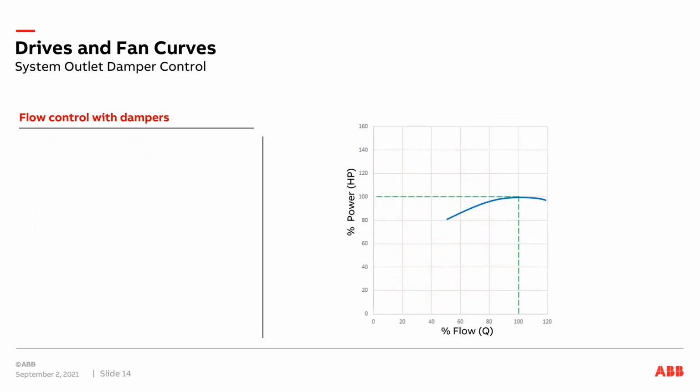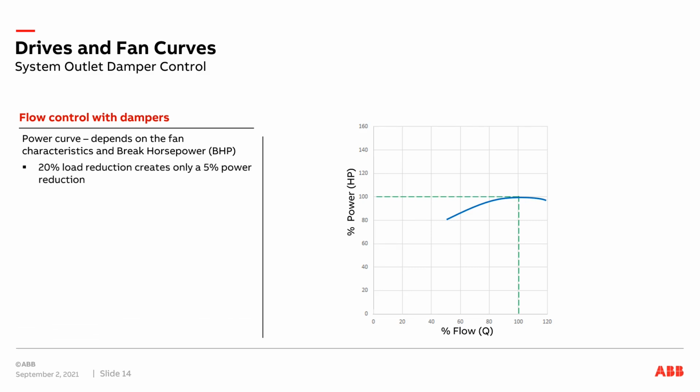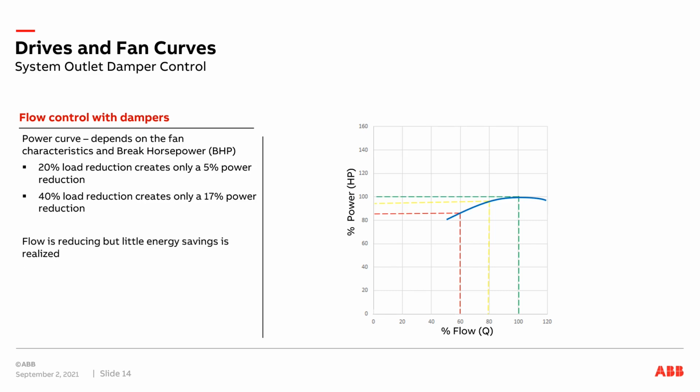So looking at flow control with dampers, we can look at the flow and the horsepower. The power curve does depend on the fan characteristics and brake horsepower. So it's BHP, which is brake horsepower. A 20% reduction in load creates about a 5% reduction in brake horsepower in this case. And a 40% reduction in load creates about a 17% power reduction in your brake horsepower. This is shown by this graph here for power and horsepower over percentage of flow. The flow is reducing, but little energy is saved and realized.